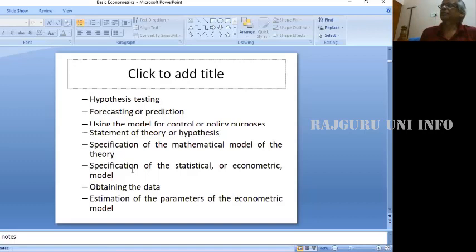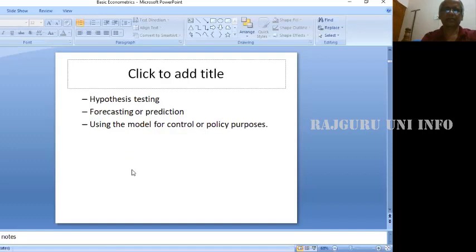Profits determine dividends, higher profits, higher dividends. So a company pays 10 rupees when profits are 50 rupees. If I prove like this, so what happens to dividends if profits increase to 70? So that is the forecasting or prediction that we do. Then using the model for control of policy purpose, that is at the government level. Government being a policy maker uses econometrics, because econometrics lent support to the government actions.